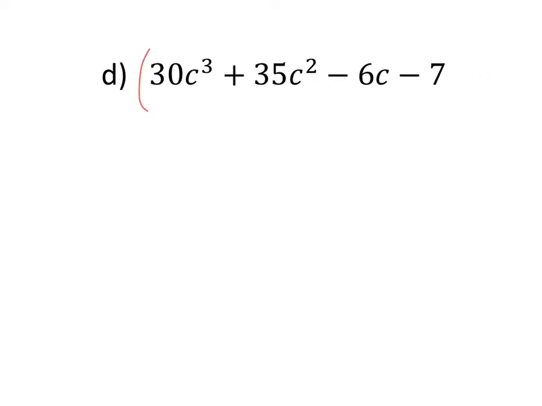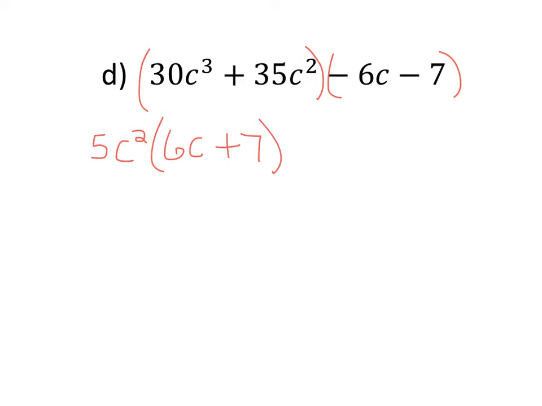Okay, so I'm going to group the first terms and group the second terms, again, including that operation or sign in front of that 6C. In the first grouping, it looks like I can pull out a c squared for sure, and the greatest common factor between 30 and 35 is 5. So I can pull out a 5c squared. When I pull that out, I am left with 6c plus 7.